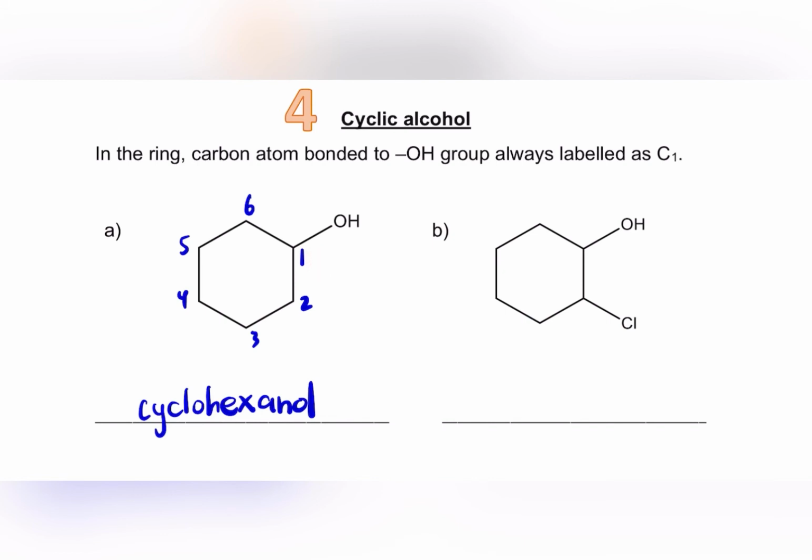You've got the same case, but right now with 2 different groups attached to the ring. So automatically this one is going to be the first carbon and this one is going to be the second carbon. So as you know, my parent will be cyclohexanol, the whole thing here. So my substituent is the chloro, this one, at the second carbon. So the full name for this one will be 2-chloro, and my full name for the parent, cyclohexanol. Settle for structure B.